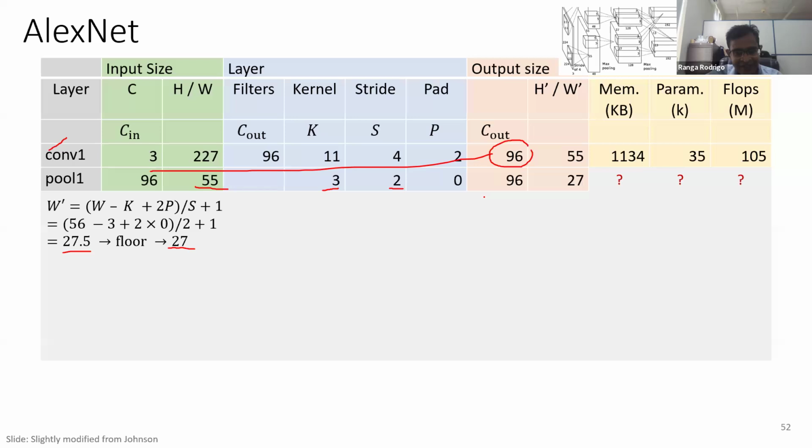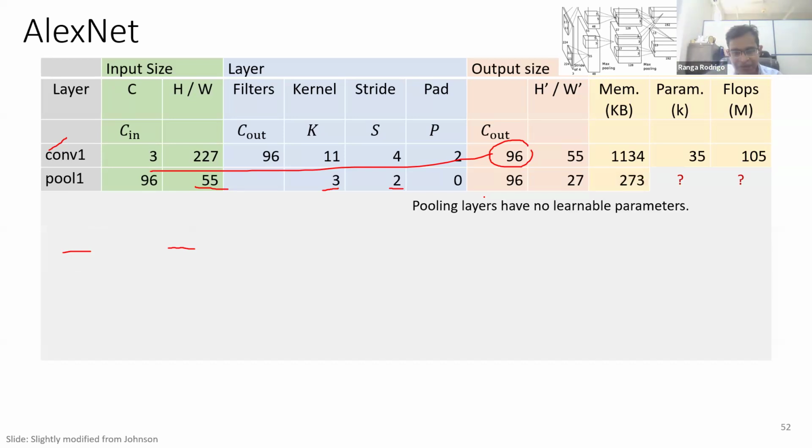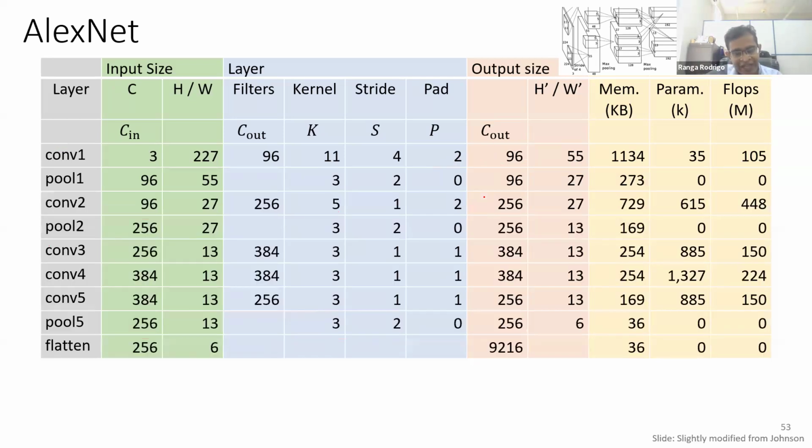Okay, so memory requirement and all sorts of things you can compute, but I will not compute them because we did that once. Pooling layers have no learnable parameters, so 0. Memory and number of flops are very small because you just have to do comparisons. So we will write 0 there, but you can exactly calculate if you want. For the others, I will not do any computations, but you can do it yourself.